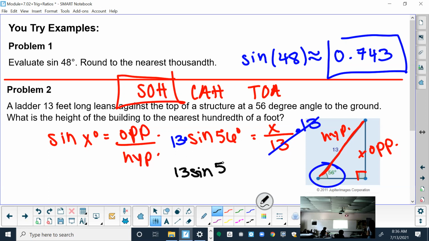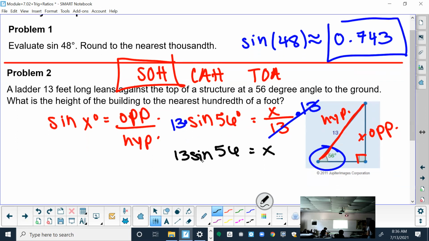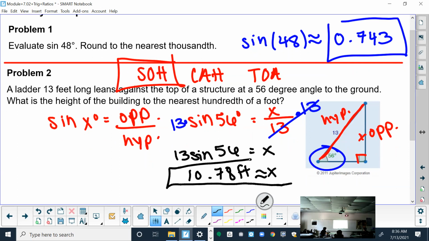On the left side, you have 13 times the sine of 56. Put that in your calculator, and you should have gotten, what was it, like 10.78? Yes, 10.78 feet, if you entered it in this way. Remember that sine is like the sine of the angle, so the angle measure goes after the sine. Questions so far? So this is my final answer.